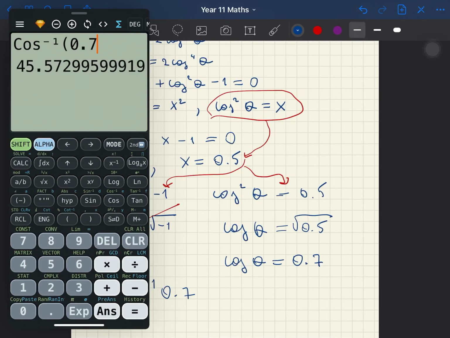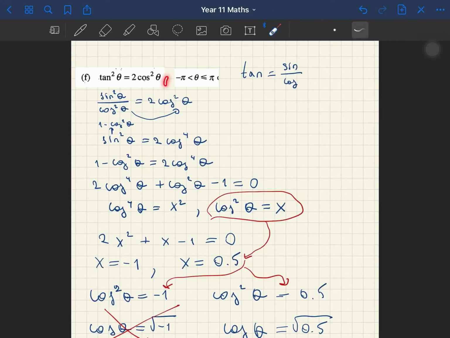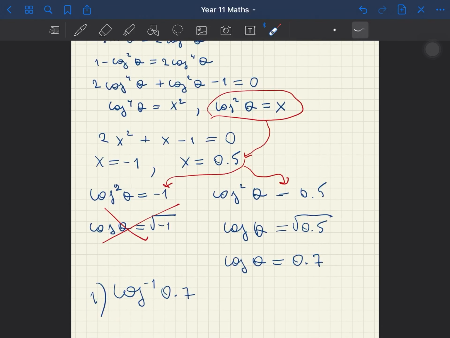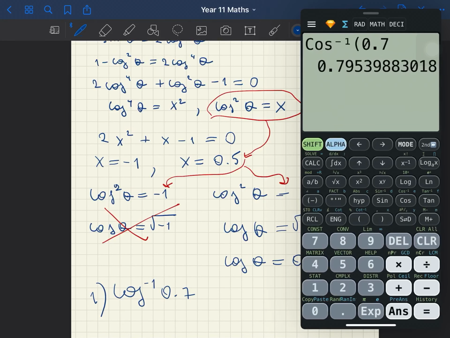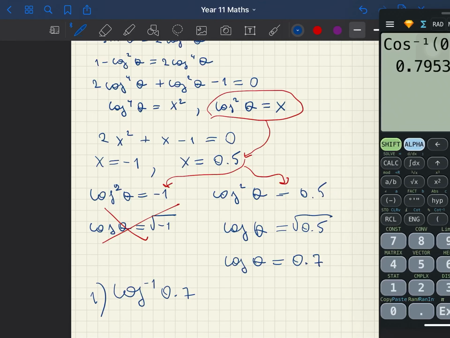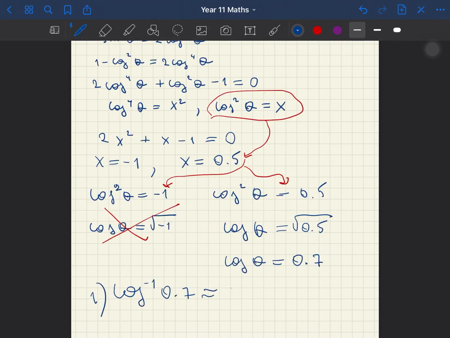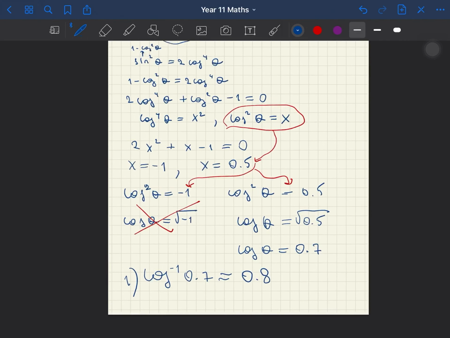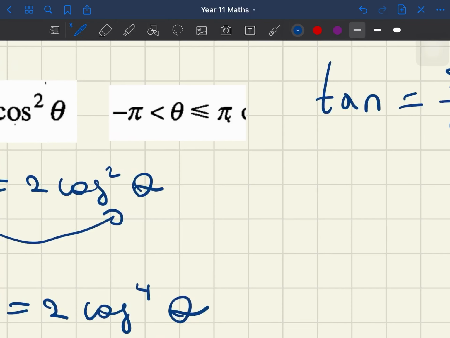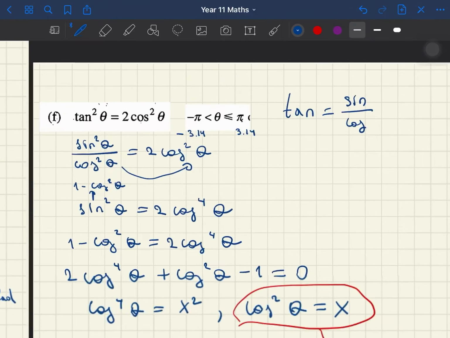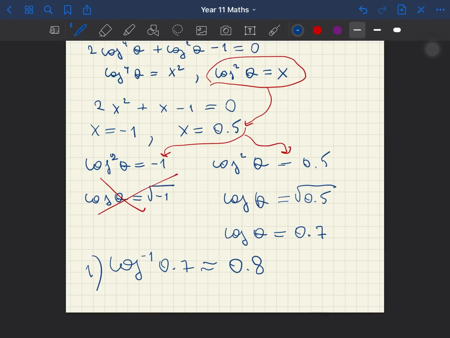Oh my god, why is it not working? Yeah, you need to use radians here. Why? Because you see here they tell you it's from minus pi to pi, so this is obviously radians. So 0.79 is like 0.8, let's say, so it's approximately 0.8 radians. Again, from minus pi to pi, so it's from minus 3.14 to 3.14, we could say, approximately.